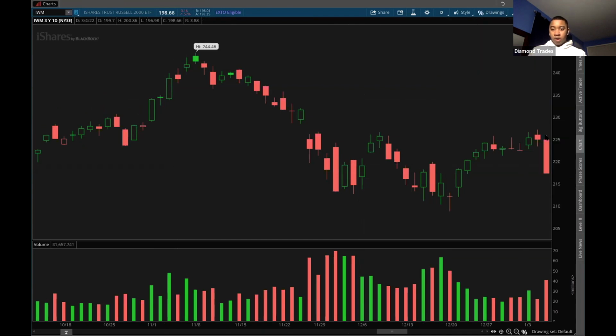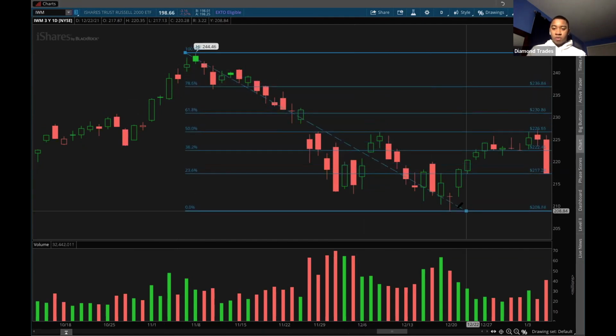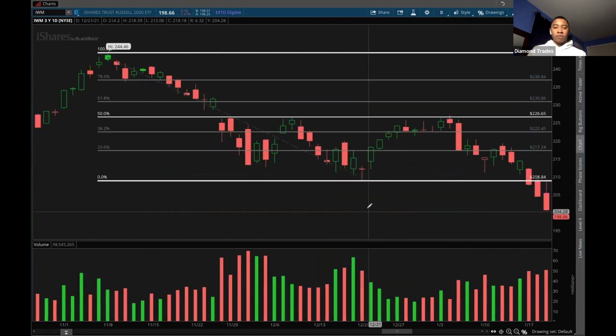Go in your tools, fibs. I would go from the high here, 244.46. Yes, we do use the wicks. We get a lot of questions on whether we use the wicks or the body of the candle. For the retracements, I'm going to use the wicks. And so I would draw my level, something like that.